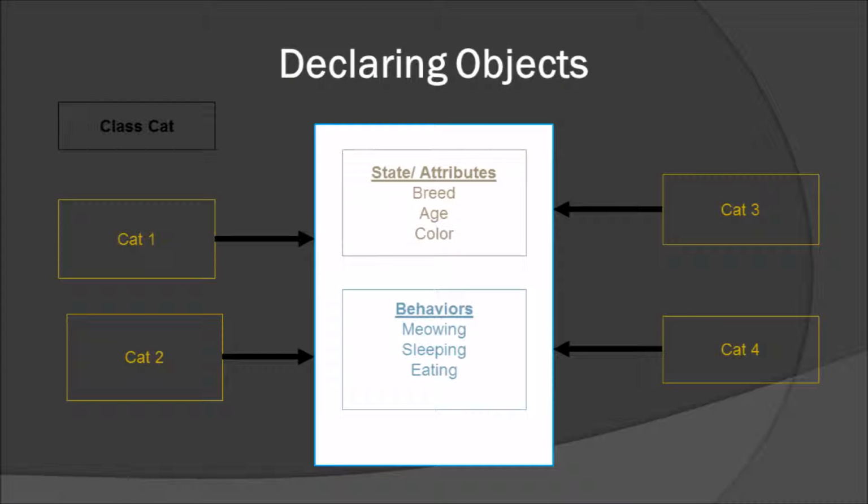Declaring objects, also called instantiating a class. When an object of a class is created, the class is said to be instantiated. All the instances share the attributes and the behavior of the class, but the values of those attributes, the state, are unique for each object. A single class may have any number of instances.